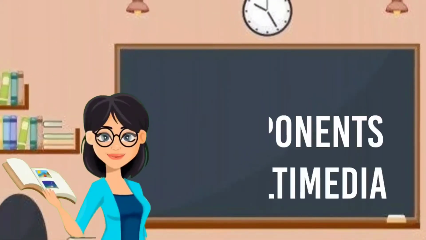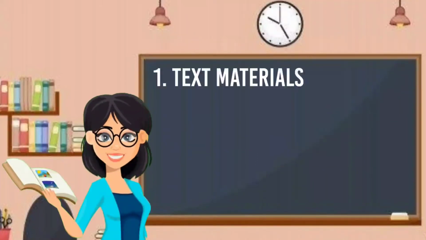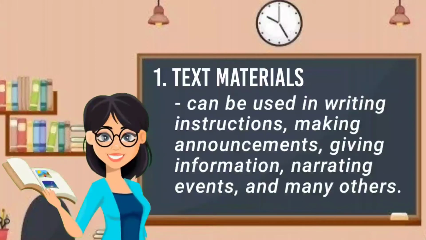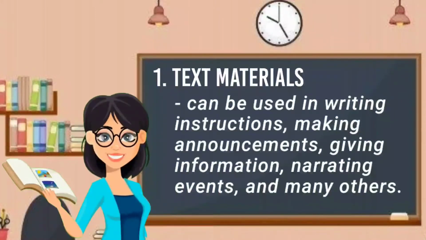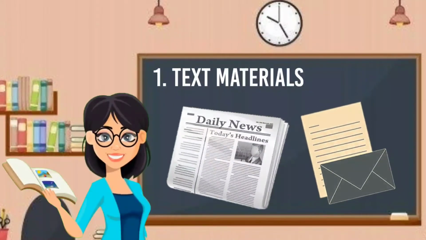So now, let us know the 5 components of multimedia. The first one is text materials. It is any piece of written materials which is still the primary way to transmit information. This source can be used in writing instructions, making announcements, giving information, narrating events, and many others. Here are some examples of text materials.